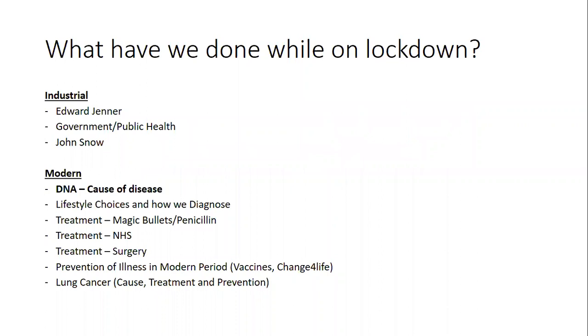So today, this video is going to go through DNA, lifestyle choices and how we diagnose people, treatment through magic bullets and penicillin, the development of the NHS in 1948, treatment through surgery and how that developed, prevention of illness, including vaccines and Change4Life, and then the case study on lung cancer. And then we're going to finish the video looking at how much progress there truly was over a period of time during this and what we've still got to work on throughout the modern period.